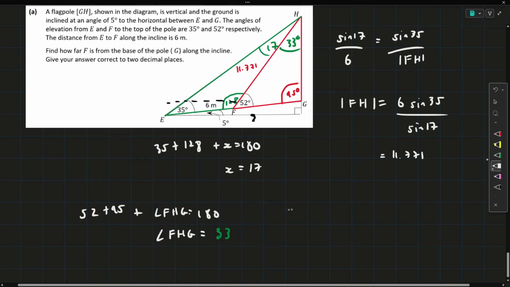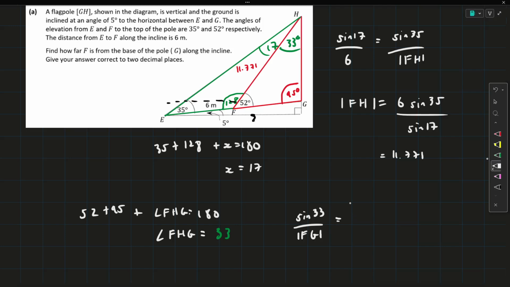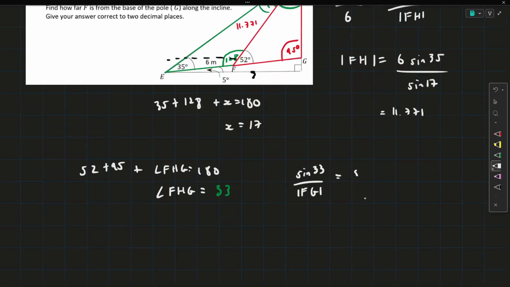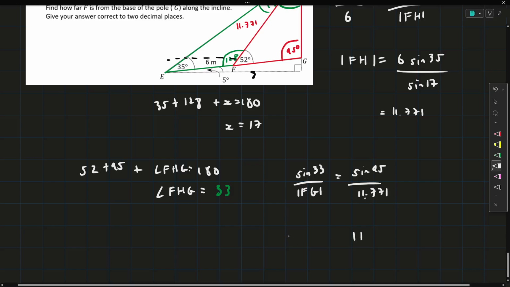So what we're looking for, we can say sine 33 divided by the side opposite, which is FG, is equal to, and then what do we want to use? Well, we want to use this 95 because we know the side opposite. So we want to say sine 95 divided by 11.771. So that means bring FG up to the right. So we'll have FG will be equal to 11.771 sine 33 divided by sine of 95.